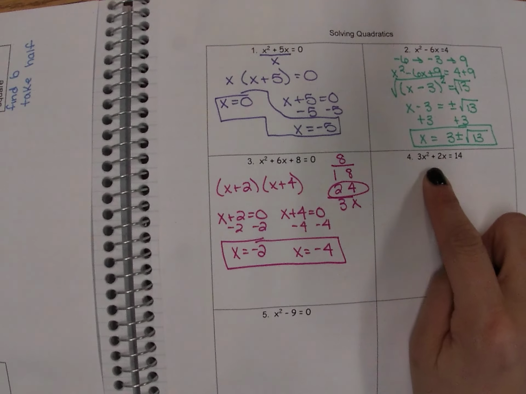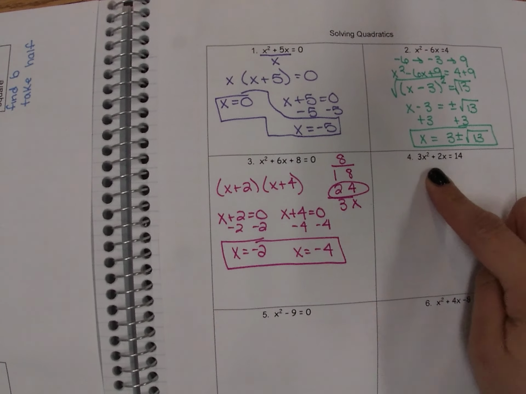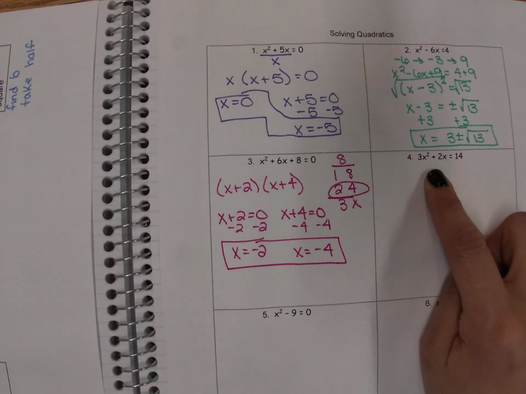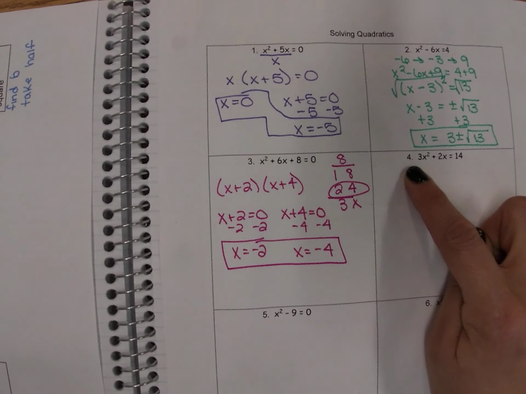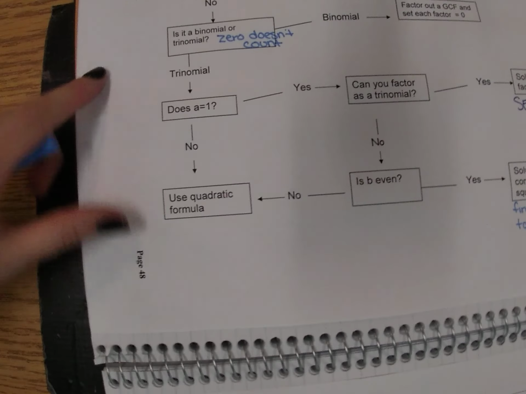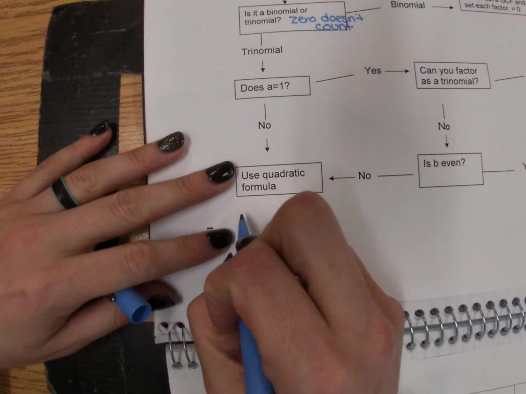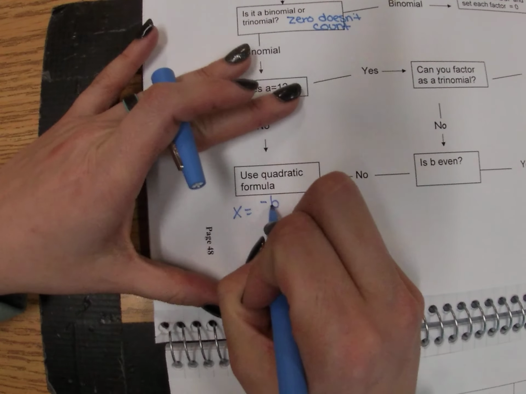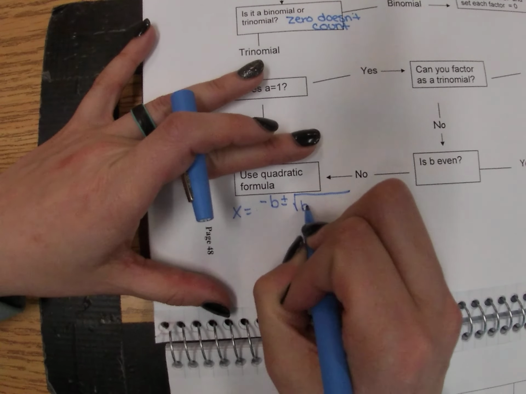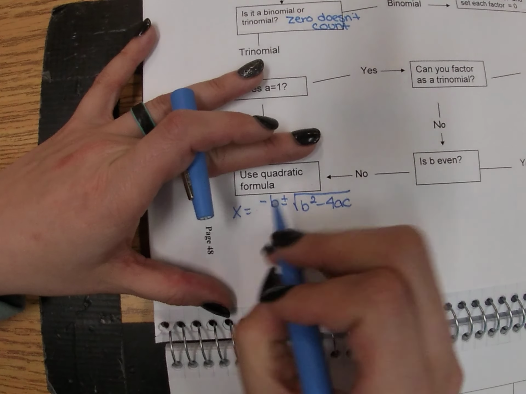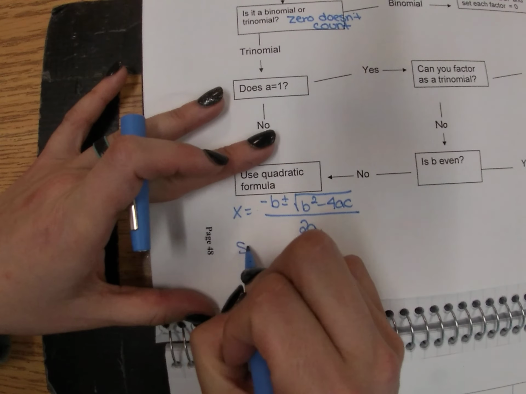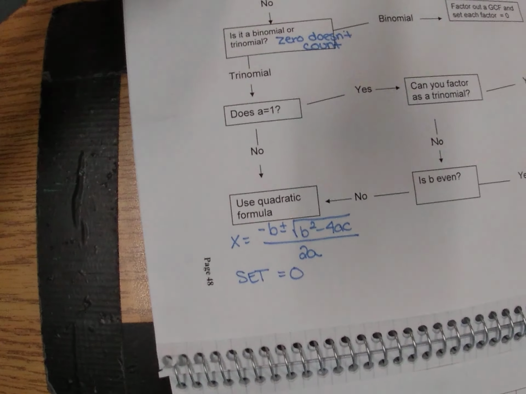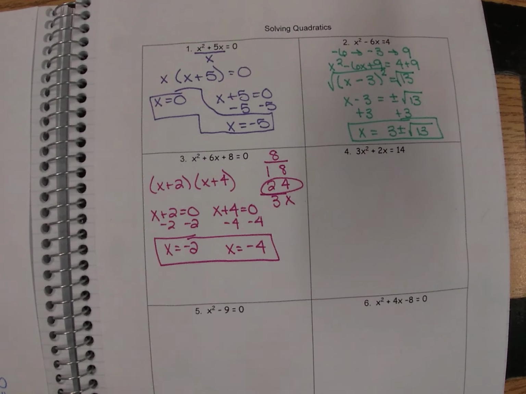If we look at our next one, does it have a binomial squared or just an x squared? No. Is it a binomial or a trinomial? 1, 2, 3, trinomial. Does a equal 1? No. So it's suggesting that we use the quadratic formula, right? Our quadratic formula says x equals -b plus or minus the square root of b squared minus 4ac all over 2a. We also have to remember that when we're using the quadratic formula, it has to be set equal to 0.